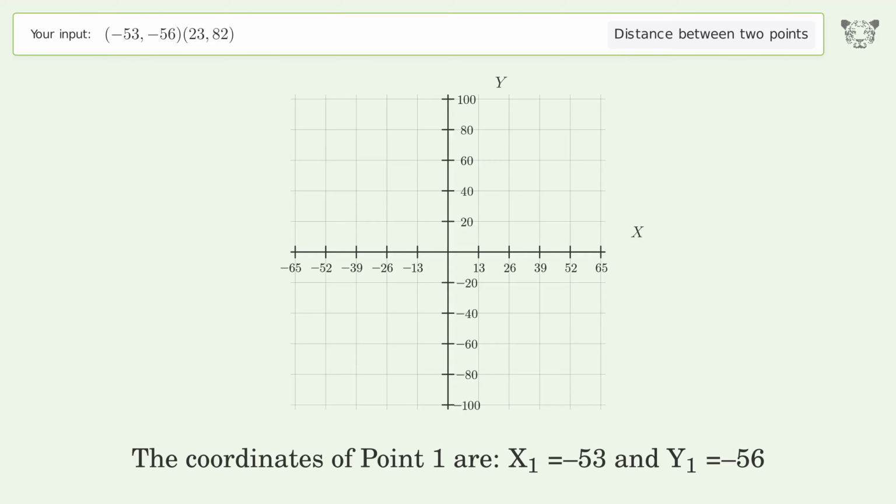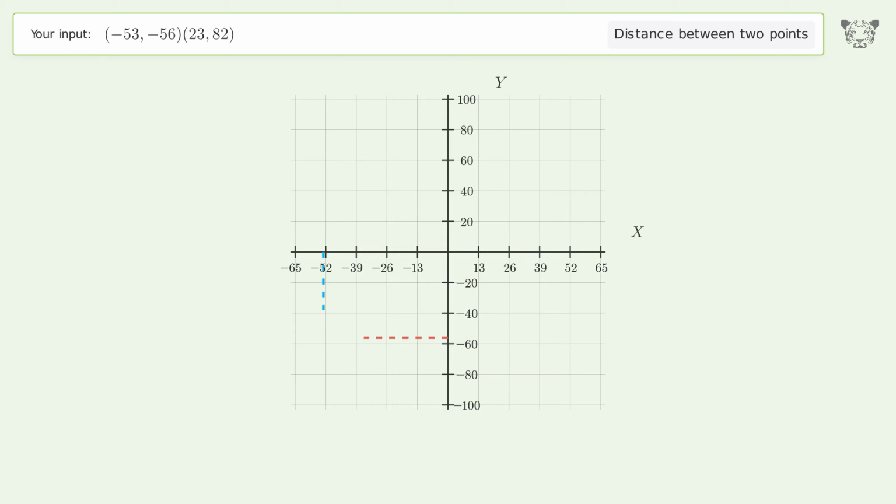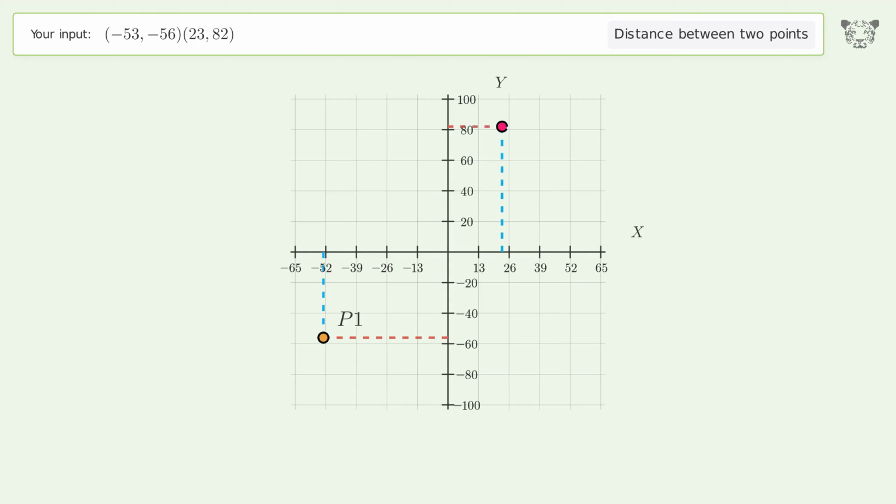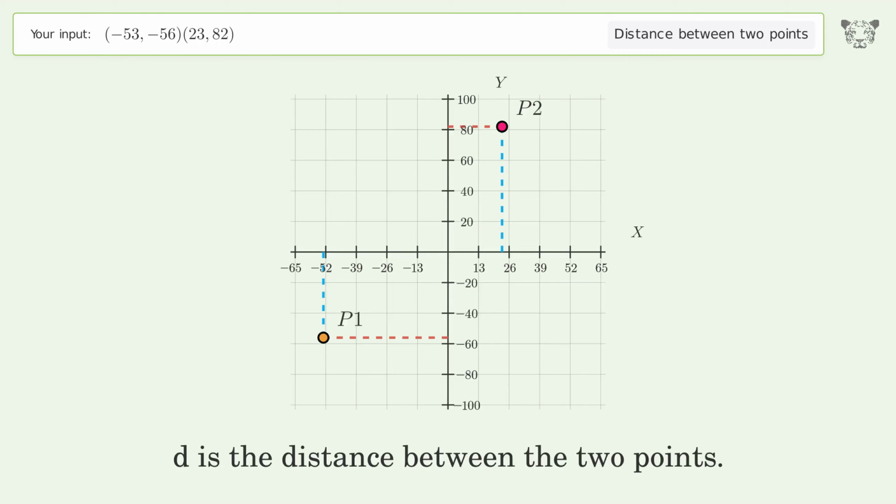The coordinates of point 1 are, x1 equals -53 and y1 equals -56. The coordinates of point 2 are, x2 equals 23 and y2 equals 82. D is the distance between the 2 points.